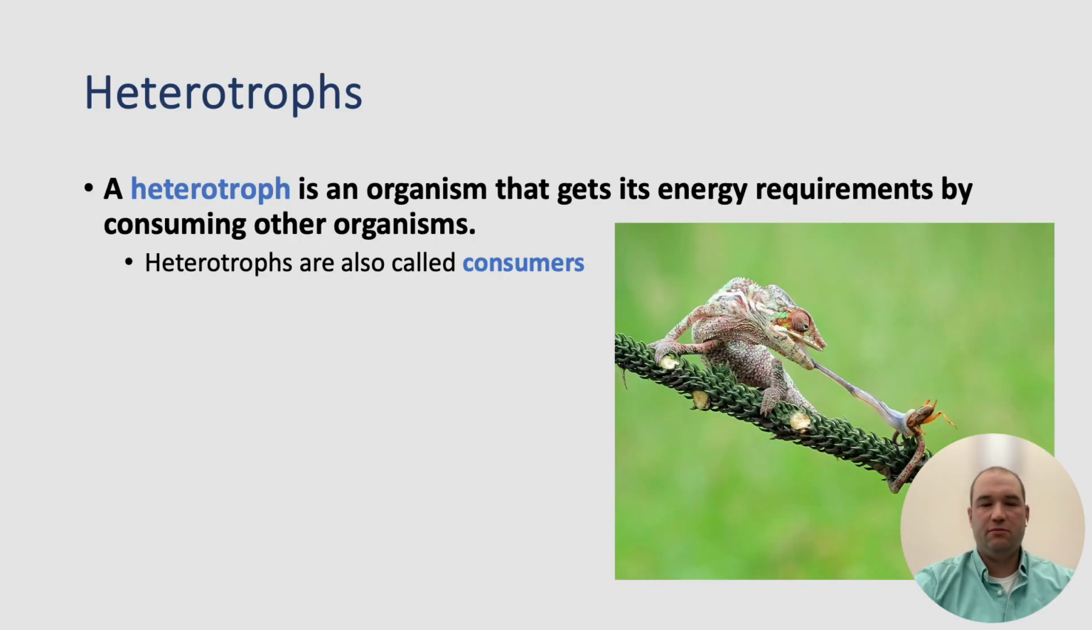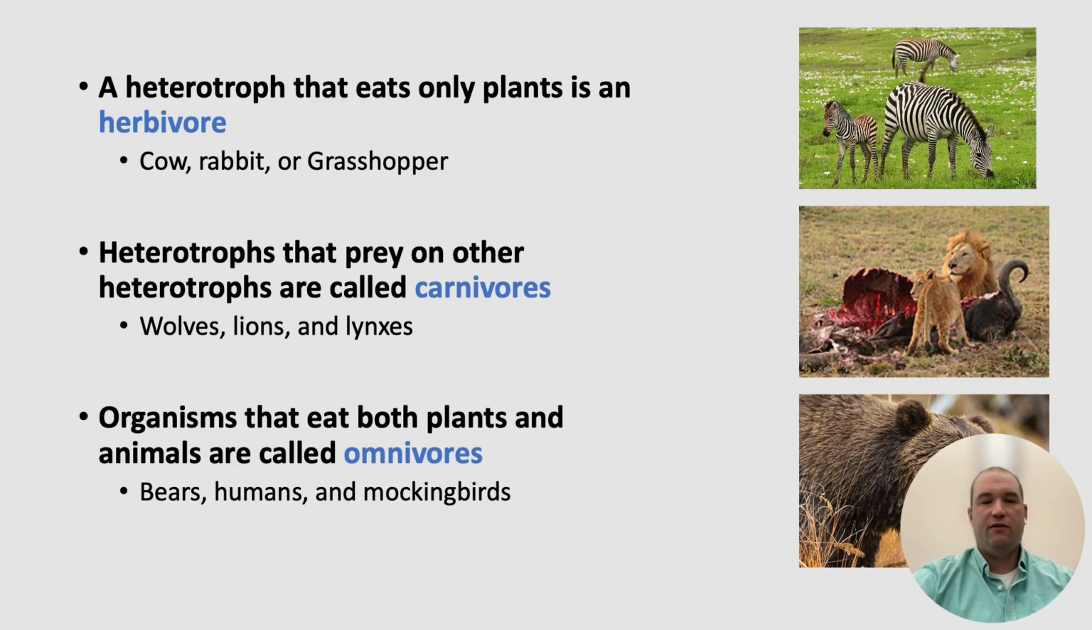Another way that organisms obtain energy is by consuming or eating other organisms. A heterotroph is an organism that gets its energy requirement by consuming other organisms. Heterotrophs are considered consumers, just like our individual here, which is eating and consuming the cricket. We have three different types of heterotrophs. A heterotroph that eats only plants is called an herbivore.